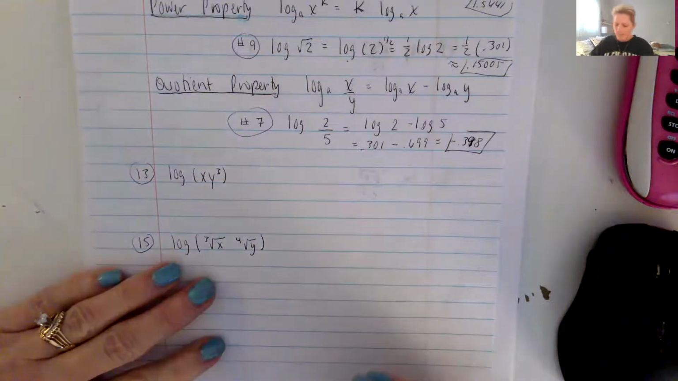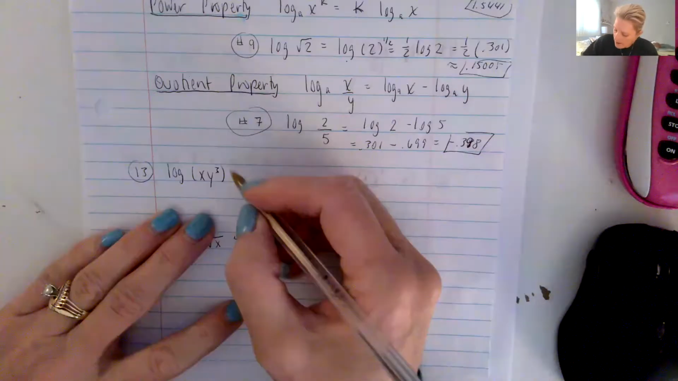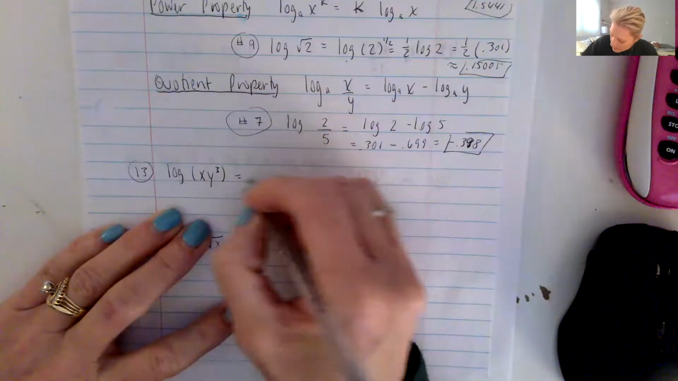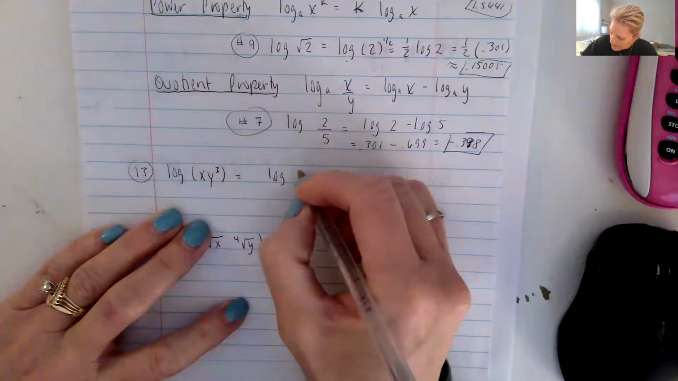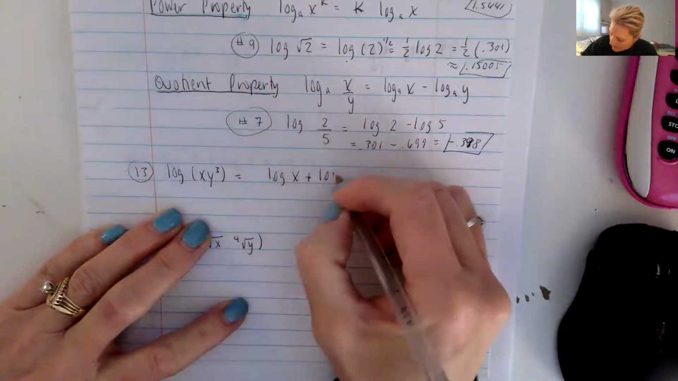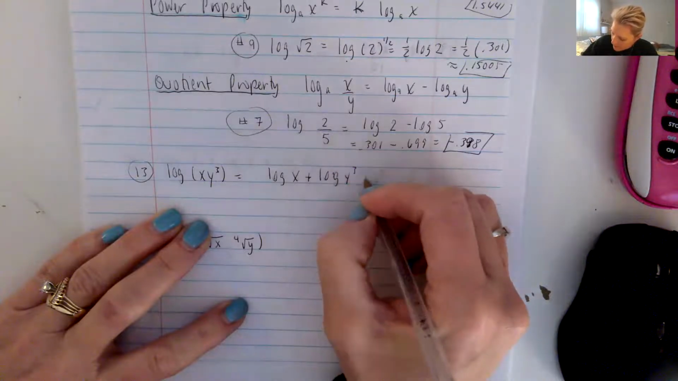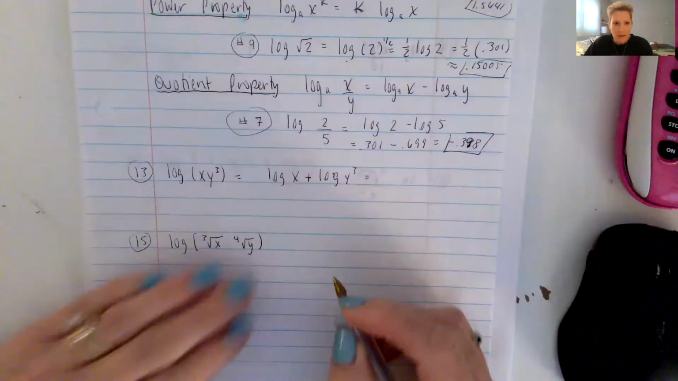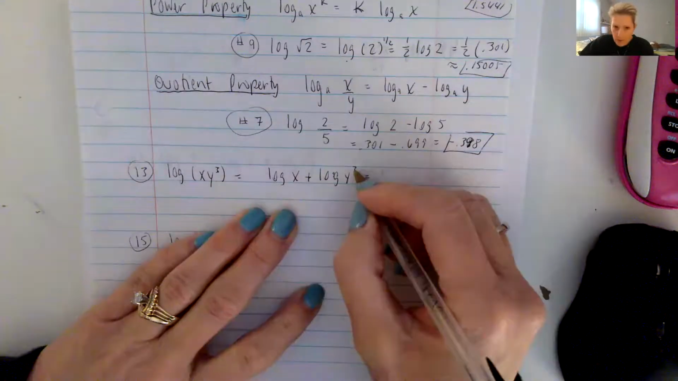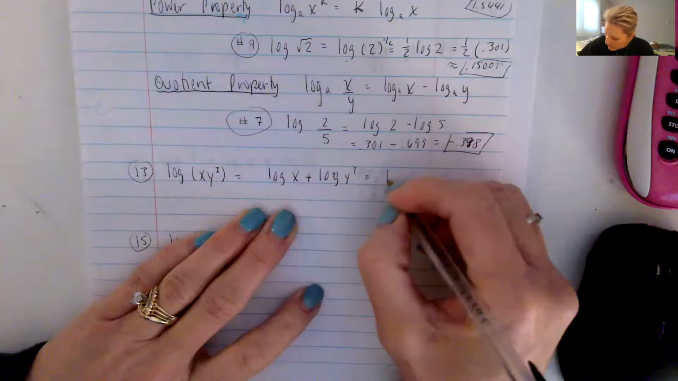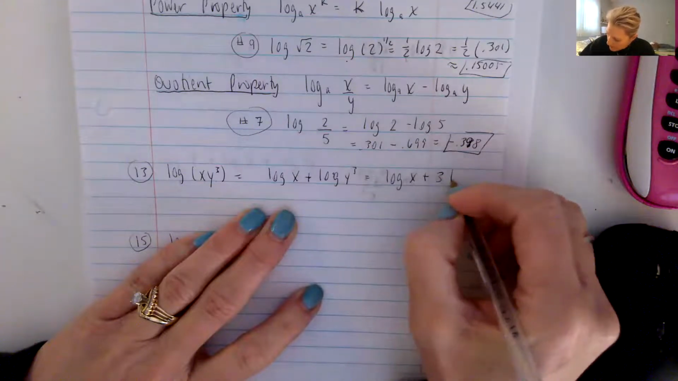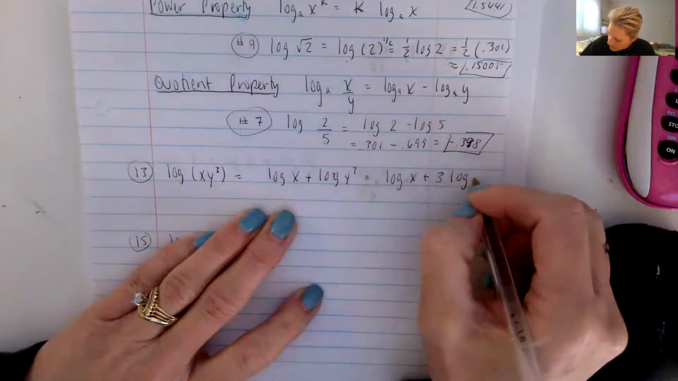So first, we can see that there's a product here. So this is going to be the log of x plus the log of y to the third, because that's a product going to an addition. And then we can use our power property here. So this will be the log of x plus, we're going to bring the 3 out front, 3 times the log of y.